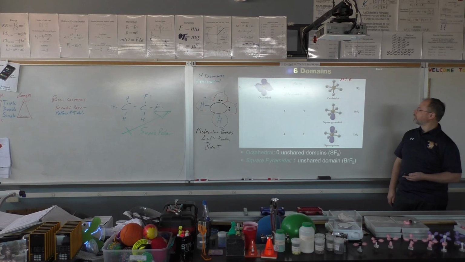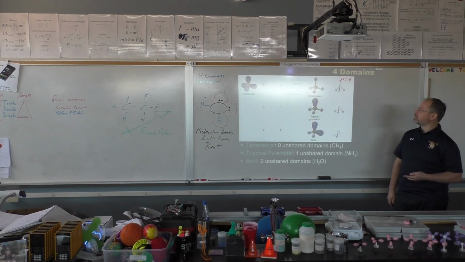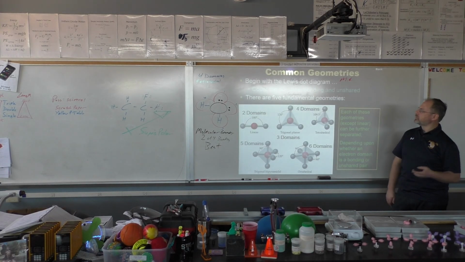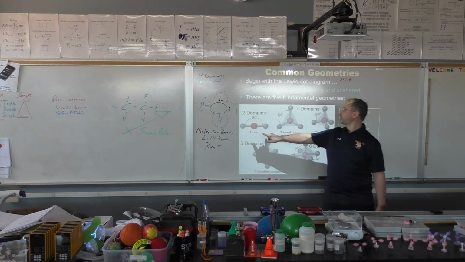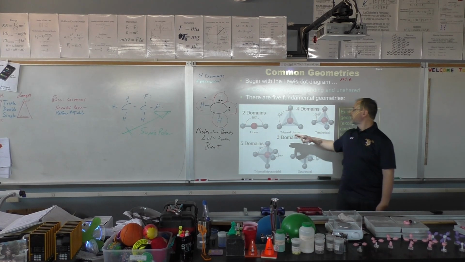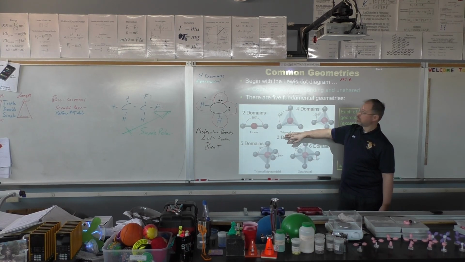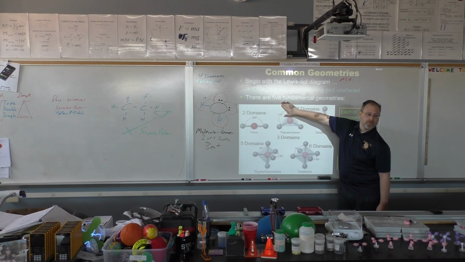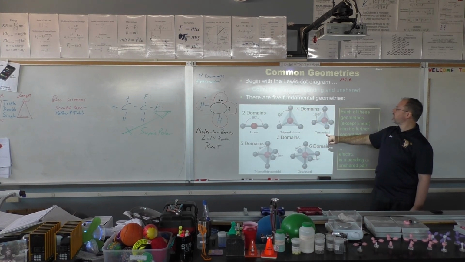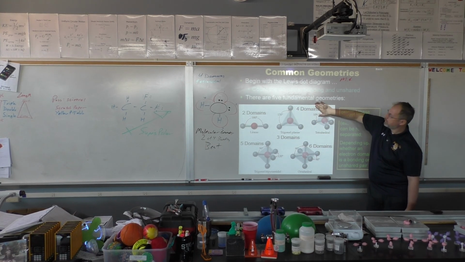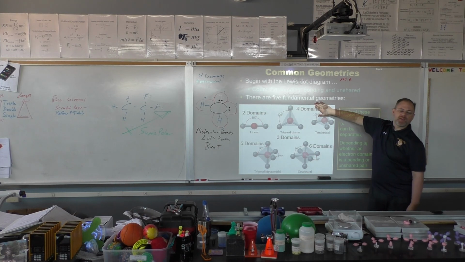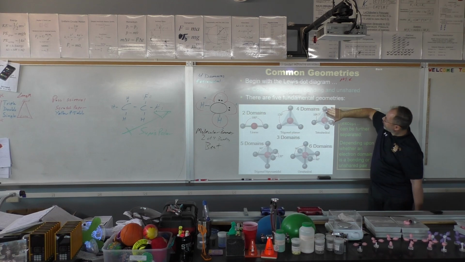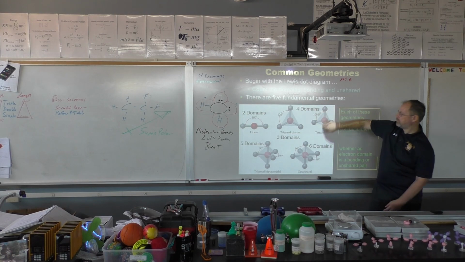Okay. So, let's go back to the original diagram, and then I'll ask you if there's any questions. So, 2 domains, linear. 3 domains, trigonal planar, or what's that called? Bent. 4 domains, tetrahedral, or some kind of pyramid, triangle pyramid. If you say triangle pyramid, I'm going to give you credit. If you want to say trigonal pyramidal, that's fine. Or bent. Good. Okay.